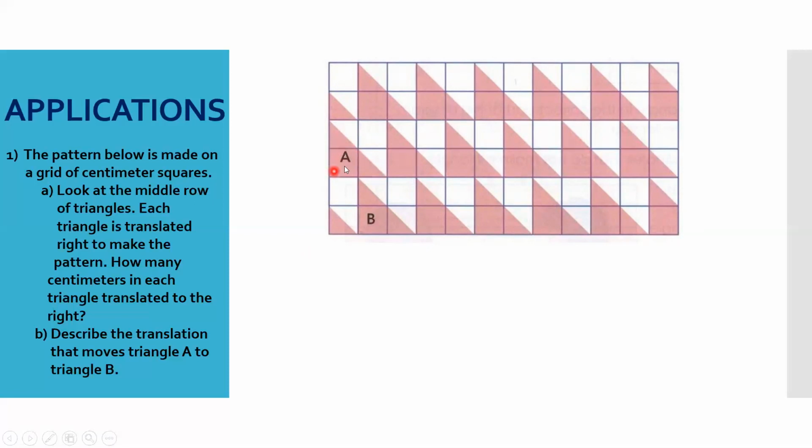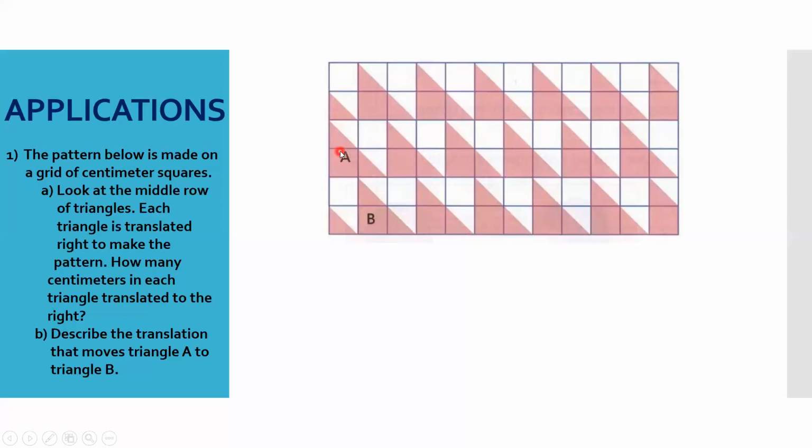This triangle has been translated here. So we got the same image of this particular triangle. What do you mean by translation? Moving an object from one place to another place in a straight line. So this is actually an example for translation.